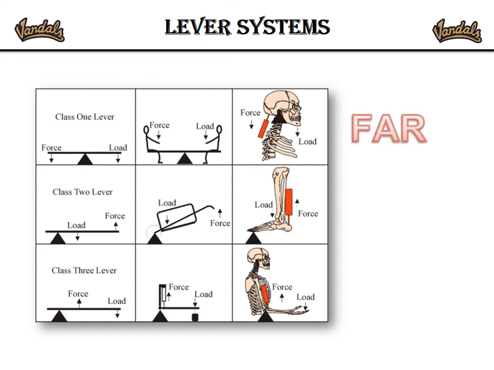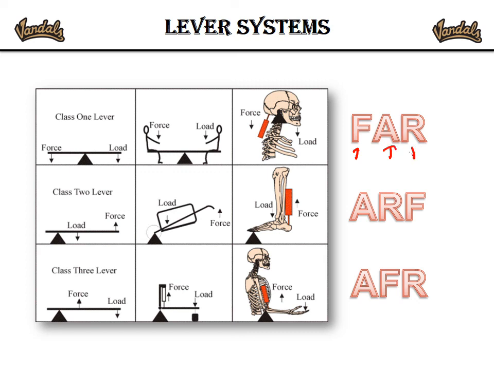So these are just a couple examples of how to remember lever systems. And the abbreviation here: F is fulcrum, force applied, A is the axis of rotation, and R is the resistive force. Okay. So these are examples of class 1, class 2, and class 3, what they are in the environment, and how they look in the body.